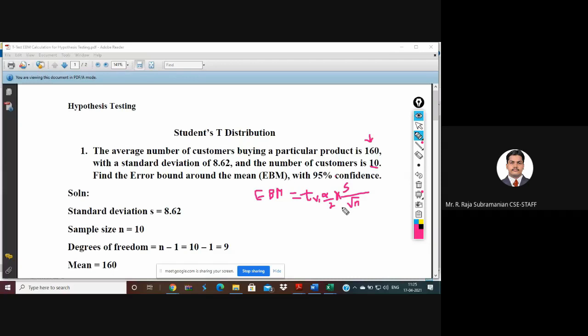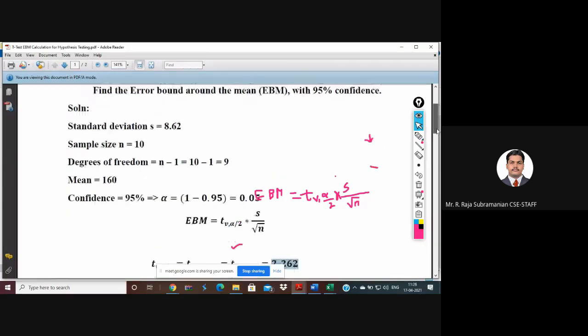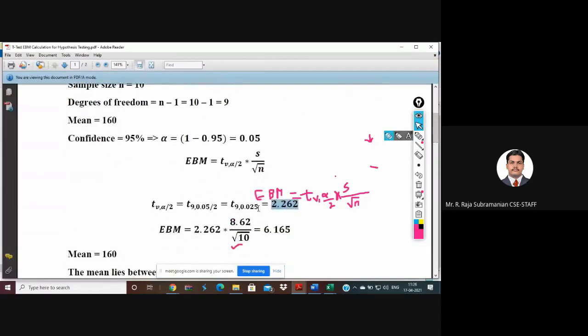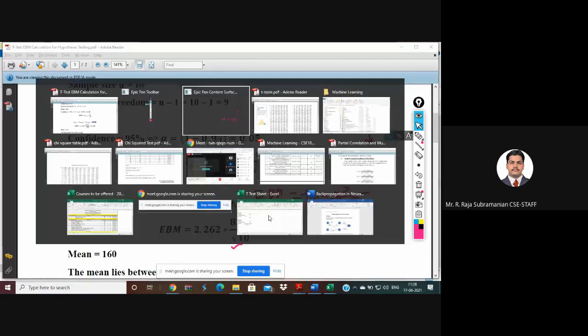So I go to the T table with the number of degrees of freedom as N, and the significance level alpha is 0.05, and I need to take alpha by 2. So what is alpha by 2? 0.05 by 2 is 0.025. I go to the T table.